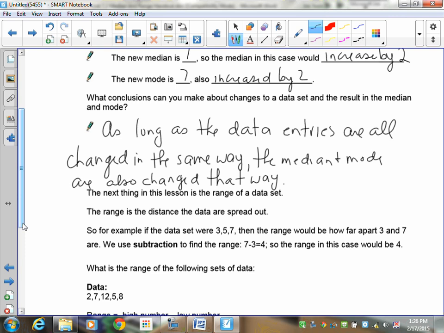So if I took the whole data set and multiplied by 10, the median would be increased by multiplying by 10, and the mode would be increased by multiplying by 10. If I took and I added 200 to each one, the median and the mode would also be changed the same way. Okay, the next thing we're going to do is called the range.